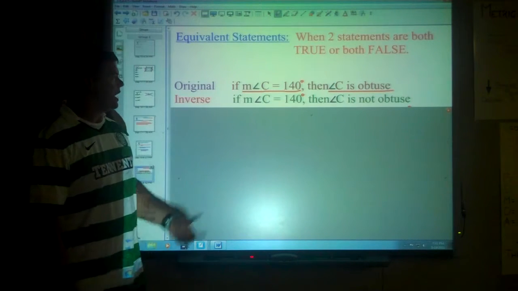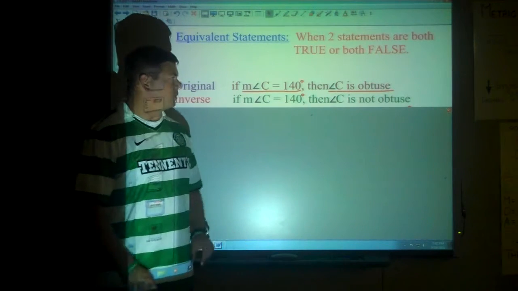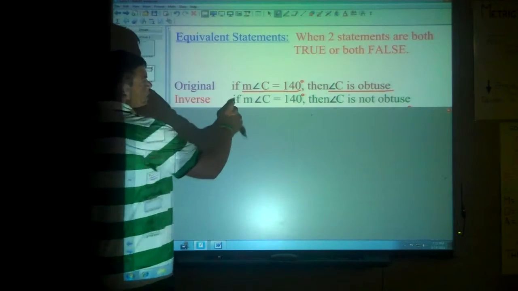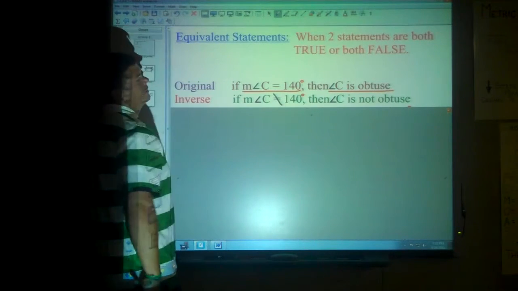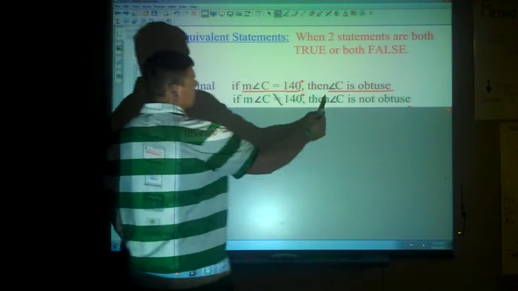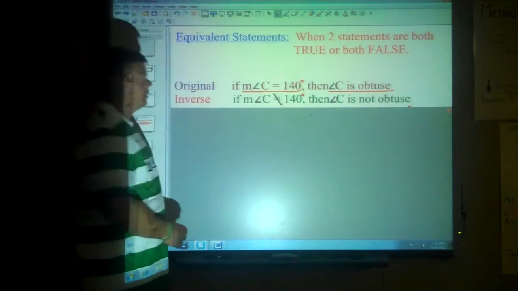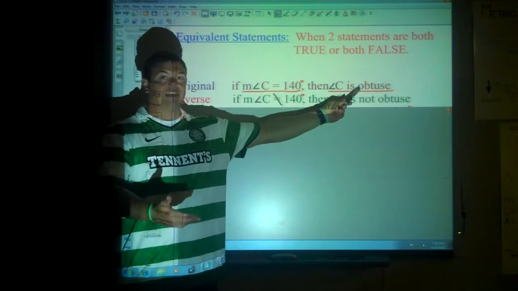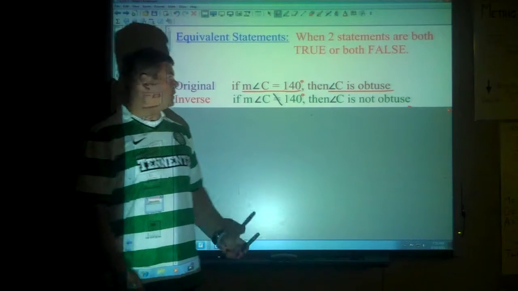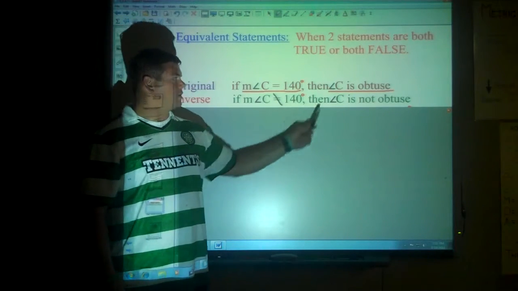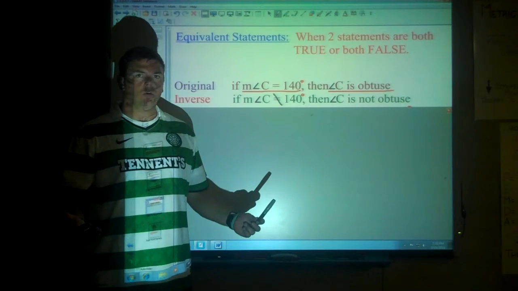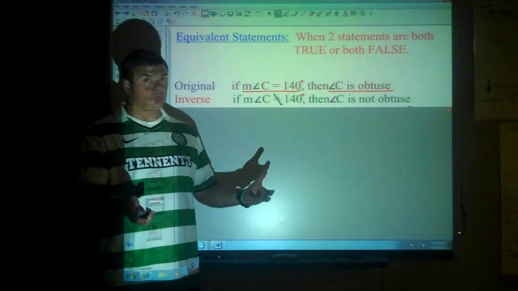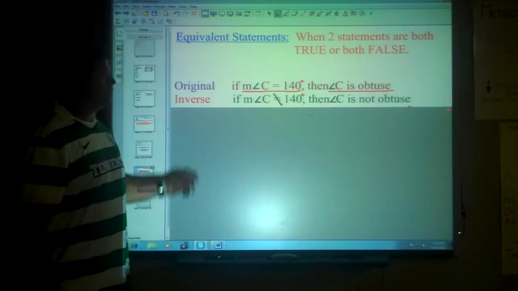Now, if we take that and we do the inverse, remember, it takes the original statement and it will change or negate it, which means if the measure of angle C does not equal 140 degrees, then angle C is not obtuse. Now let's look at the first statement. Is it true? If the measure of angle C is 140 degrees, then it is obtuse? Yes. It's greater than 90, less than 180. That's a true statement. If it is not 140 degrees, then it is not obtuse? That's not always true. The measure of angle C could be 130 degrees. That's not 140, but it's still obtuse. So the second statement is not necessarily true.